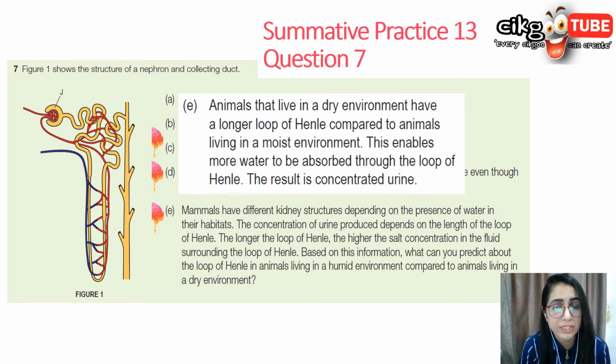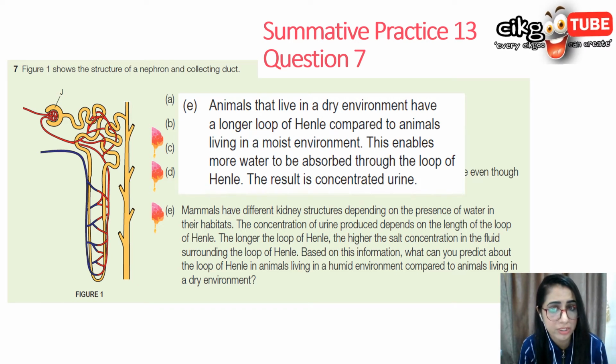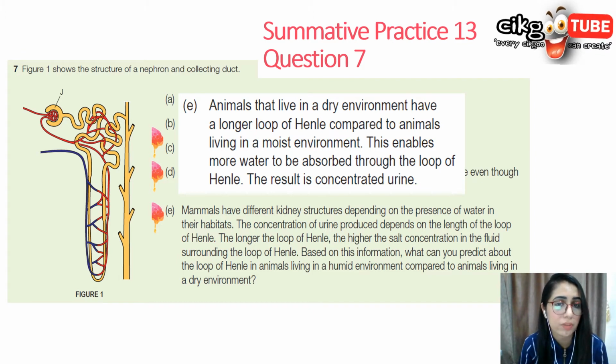Mammals have different kidney structures depending on the presence of water in their habitat. The concentration of urine produced depends on the length of the loop of Henle. The longer the loop of Henle, the higher the salt concentration in the fluid surrounding the loop of Henle. Based on this information, what can you predict about the loop of Henle in animals living in a humid environment compared to animals living in a dry environment?